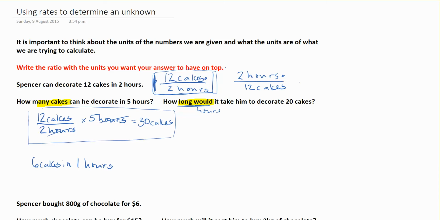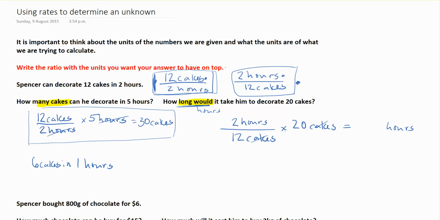So I'm actually going to use the reciprocal here, as we call it, where we have it written around the other way. So 2 hours per 12 cakes times 20 cakes, and we would be able to get our answer. Again here, because cakes will cancel with cakes, you'll be left with just the unit hours, which is what we want. So again, the numbers stay the same, it's really just the units, and if you can visualize what's going on with the units, it'll help you decide how to write your fraction.